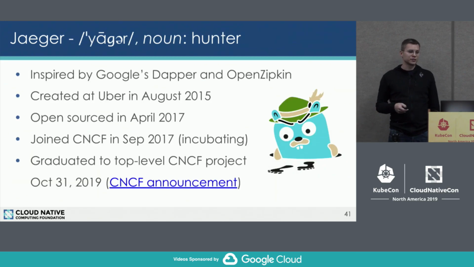So Jaeger was basically an architecture inspired by Google's Dapper paper and OpenZipkin. It was created at Uber in 2015 and open sourced in 2017. It also joined the CNCF as an incubating project. I think last month Jaeger graduated as a top-level CNCF project. I would like to thank all of the contributors who made this possible.